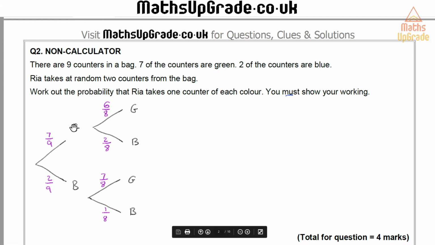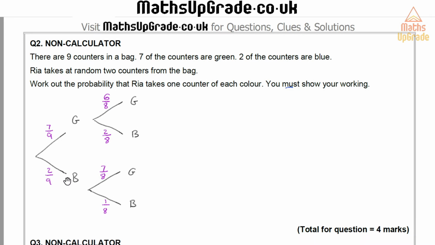Then in the second choice, if you pick green, you can have 1 less green, so that's 6 greens out of 8 counters. And blue is still going to be 2 blues out of 8 counters altogether. In these fractions here, if you pick a blue one, then you're still going to have 7 green ones, but out of 8 altogether. And if you pick a blue one, you can have 1 less blue one, so that's 1 blue out of 8 altogether.